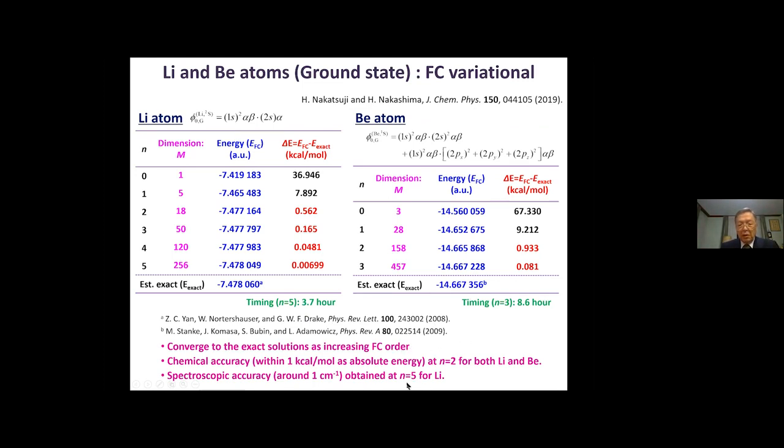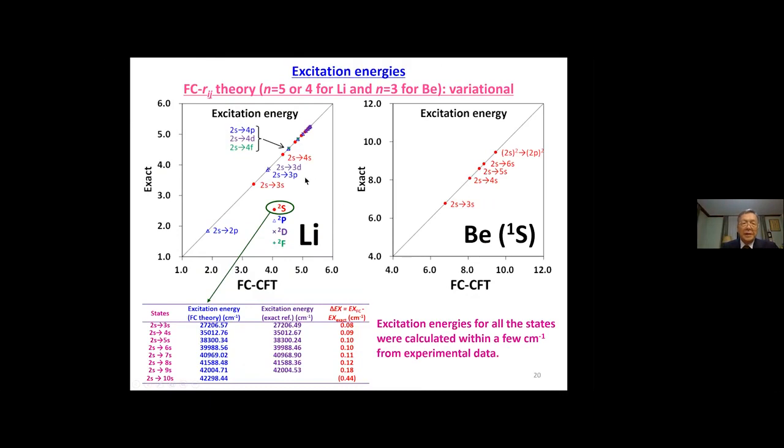And at order 5, we can get spectroscopic accuracy for lithium. This is the excitation energy. For lithium, all the excited states are calculated highly accurately. And for the S state, the accuracy is Kaiser accuracy. And the excitation energy for beryllium, again, is a very nice 45-degree line.